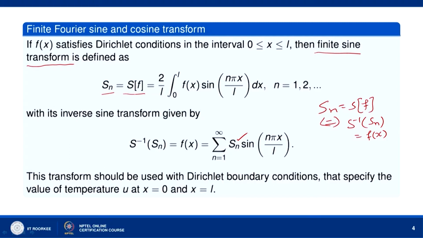S n is the Fourier sine transform of f x, and the half range Fourier sine series gives the value of the function f x, because now we know the values of S n's. So, this transform is applied when you are given the Dirichlet boundary conditions. Remember, this transform will be applied only when we are given Dirichlet boundary conditions, because they specify the value of temperature u at x equal to 0 and x equal to L.